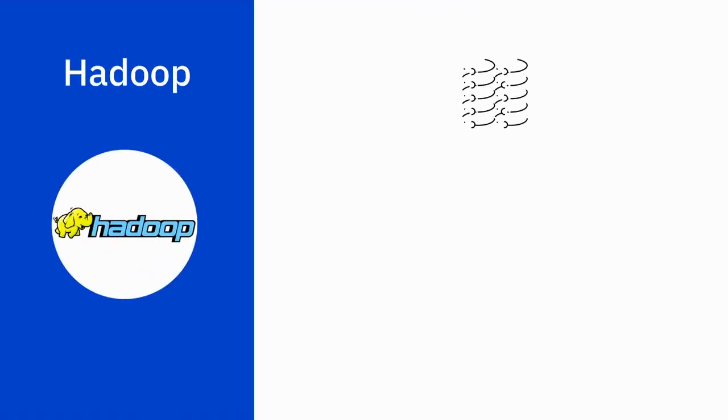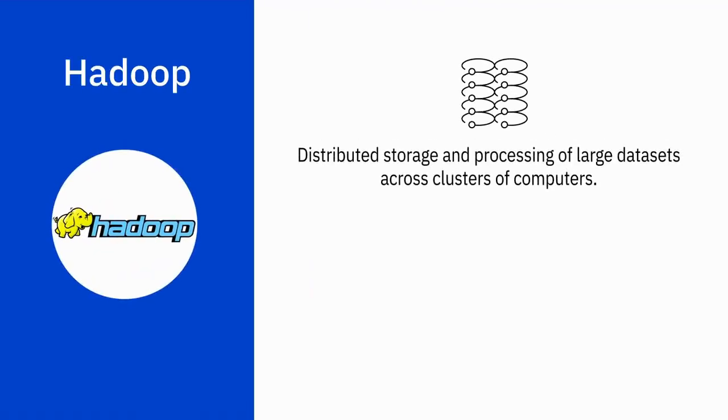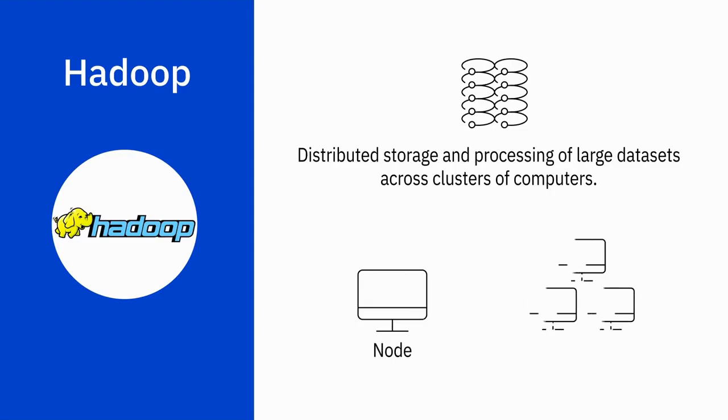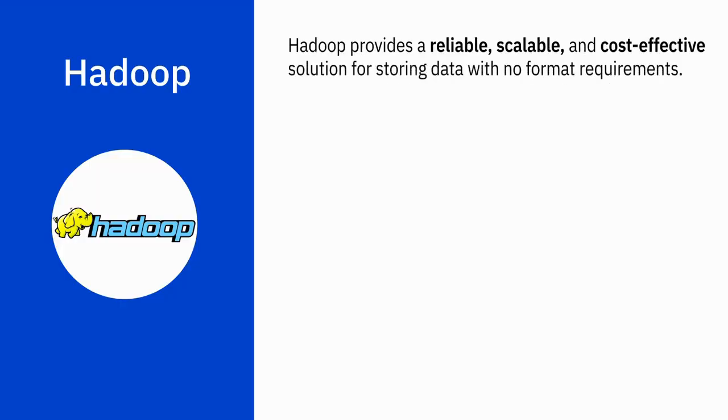Hadoop, a Java-based open source framework, allows distributed storage and processing of large datasets across clusters of computers. In Hadoop Distributed System, a node is a single computer, and a collection of nodes forms a cluster. Hadoop can scale up from a single node to any number of nodes, each offering local storage and computation. Hadoop provides a reliable, scalable, and cost-effective solution for storing data with no format requirements.